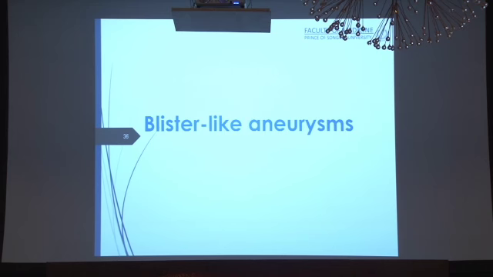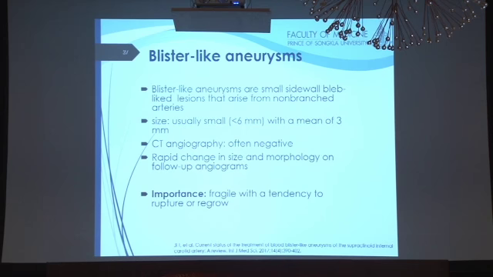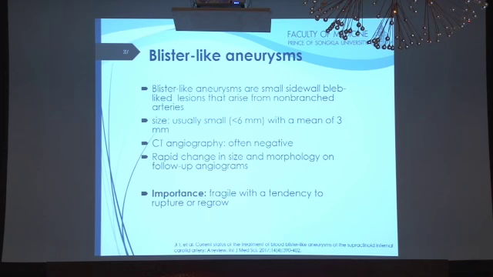So let's move to blister-like aneurysms. Blister-like aneurysms are small sidewall bleb-like lesions that arise from non-branched arteries. Their size is usually less than 6 millimeters in diameter, with a mean of 3 millimeters. A CTA is usually negative. Rapid change in size and morphologies can be seen on the follow-up angiogram. These aneurysms are fragile and have a tendency to rupture or regrow.